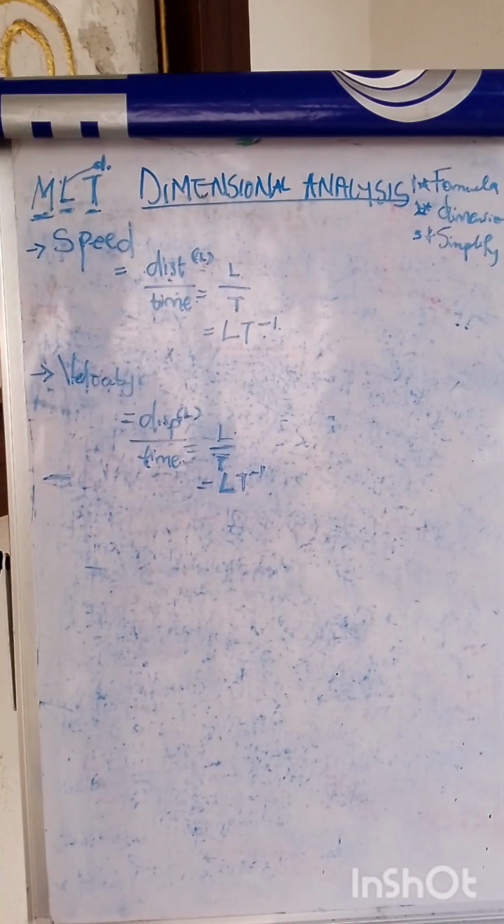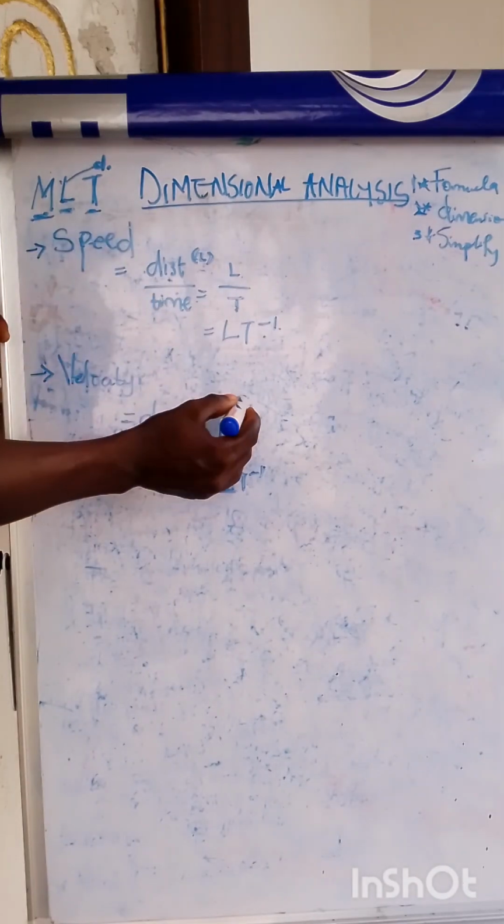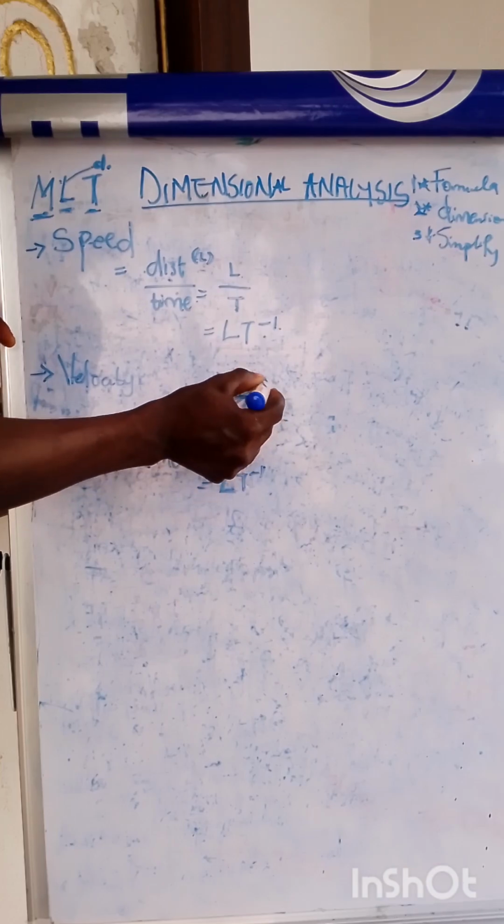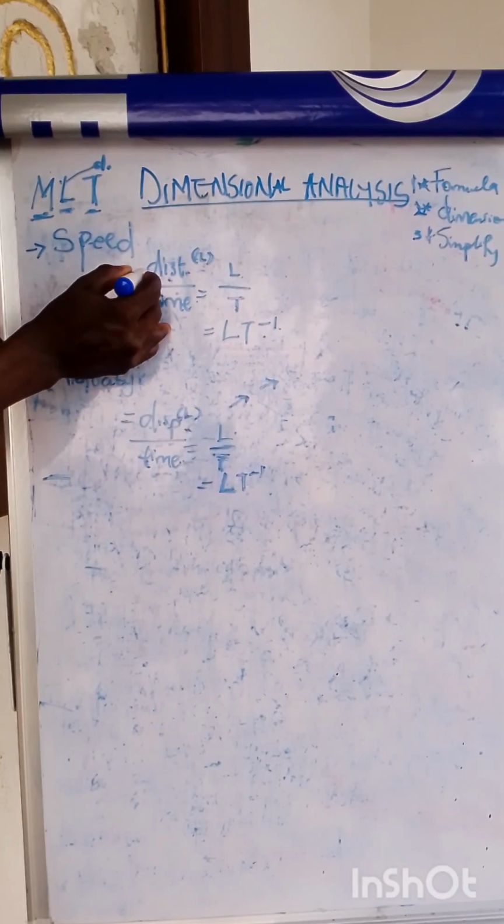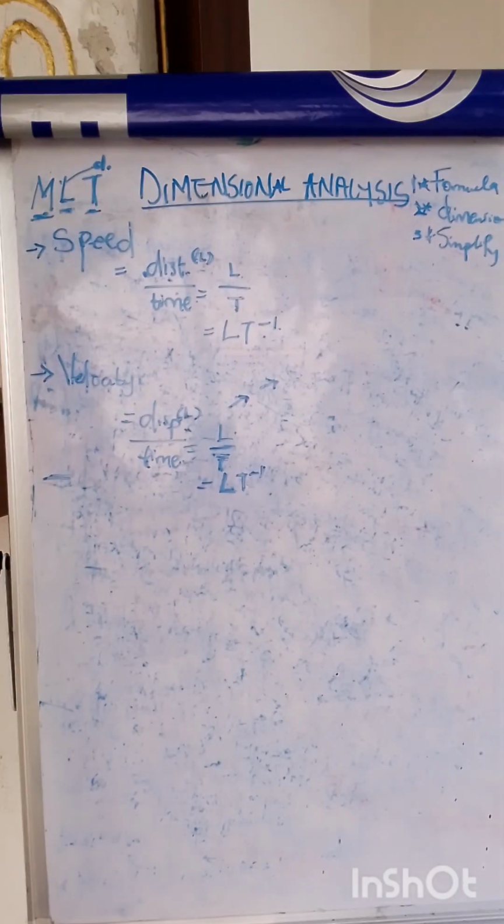As you can see, speed and velocity have the same dimension because they are kind of similar. Look at their definition too: rate of change of distance with time. But that of speed would be distance, while that of velocity would be displacement. Displacement has direction, but distance does not have direction. That's the difference between the two. Are you with me?